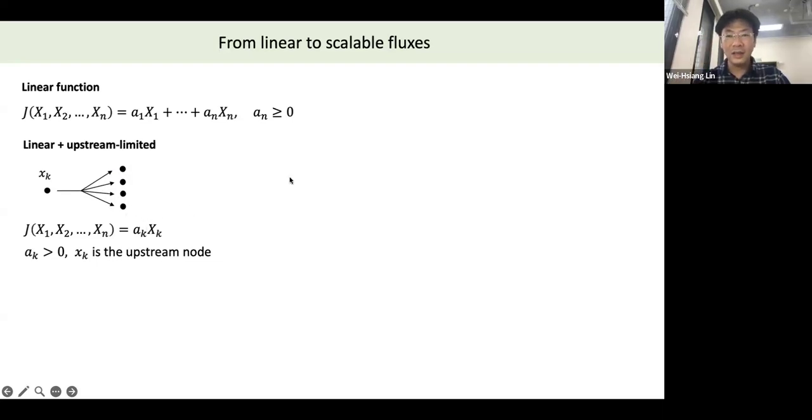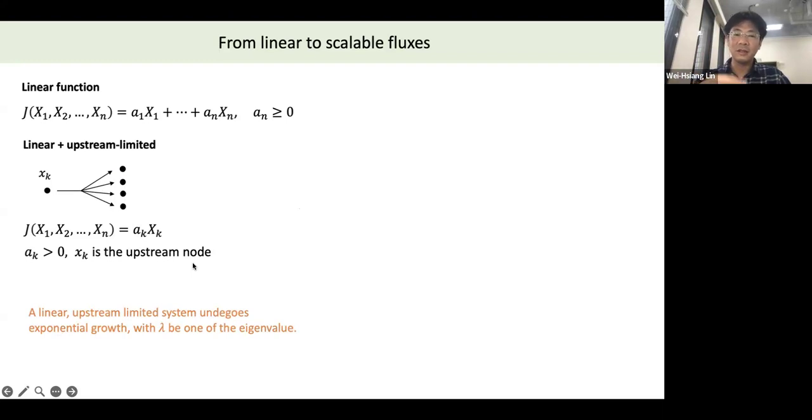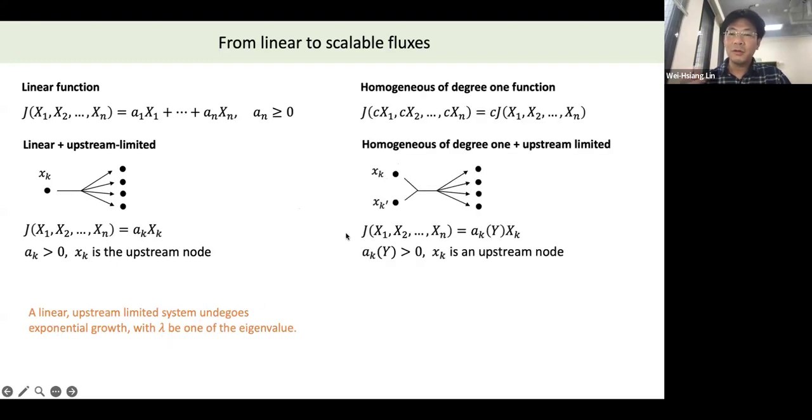In this case, there's no way to have two upstream nodes because it needs to be proportional to one of the nodes. So the linear system will have exponential growth, because the solution can be written as a matrix exponential, and lambda, the long-term growth rate, will be one of the eigenvalues. What I'm going to do next is generalize the linear system to a homogeneous of degree 1 system.